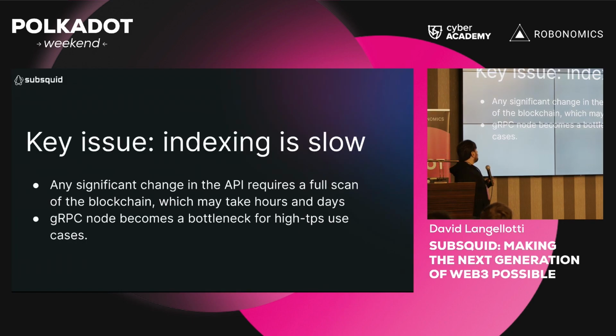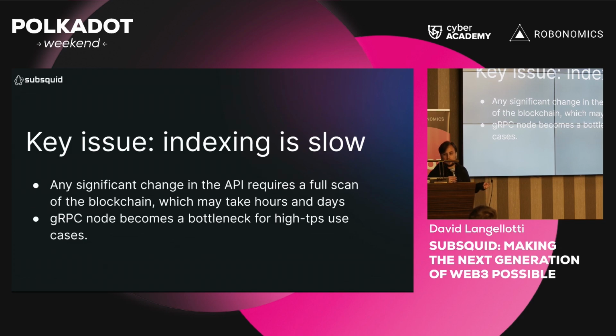So the key issue was that indexing is slow. Any significant change in an API requires a full scan of the blockchain. I think developers here know all about that, especially if they've used some of our competing solutions. You're sitting there for days and days, waiting.